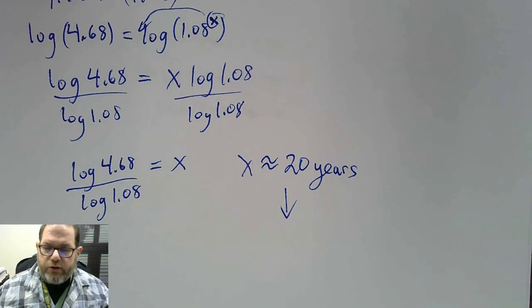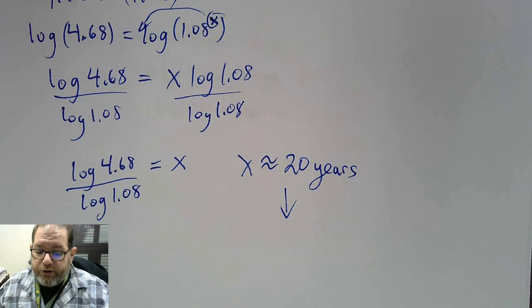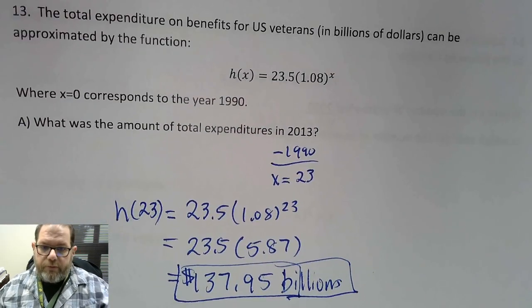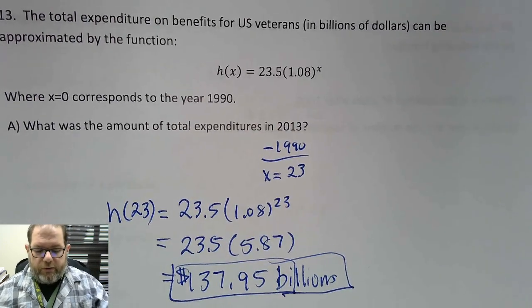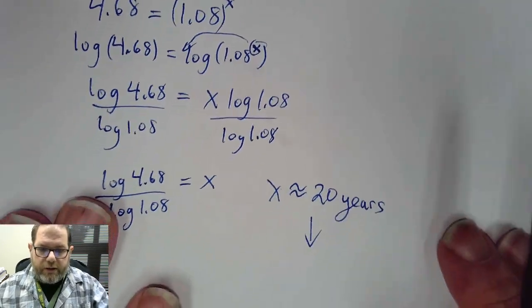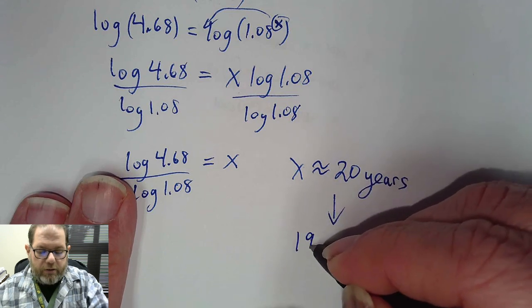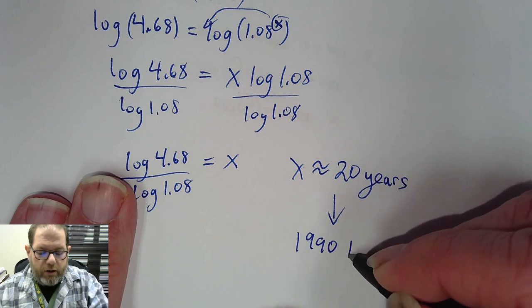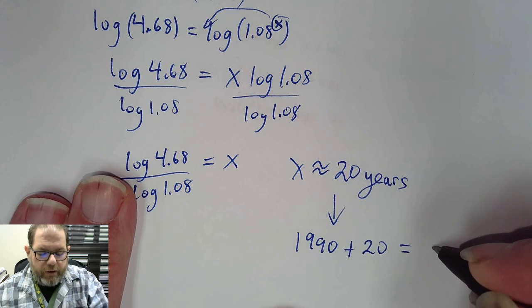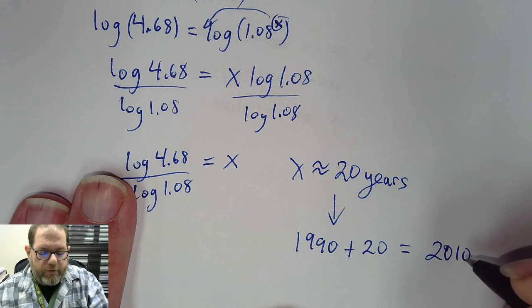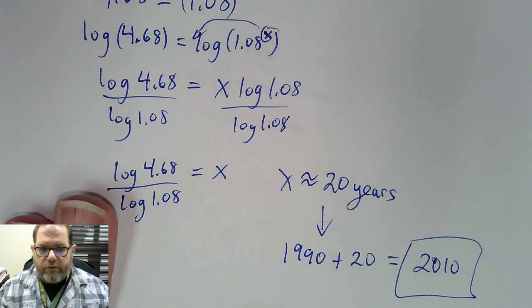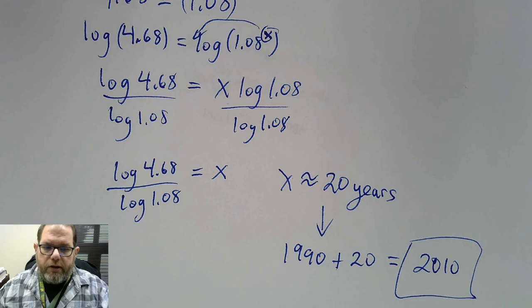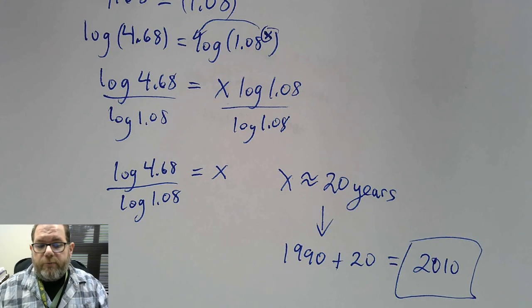Now, the question is, which year does that actually occur in? Well, remember that x equals 0 corresponds to the year 1990. So if we just add 1990 to 20, that means that this happens during the year 2010. And that's how we want to accurately express our answer here.